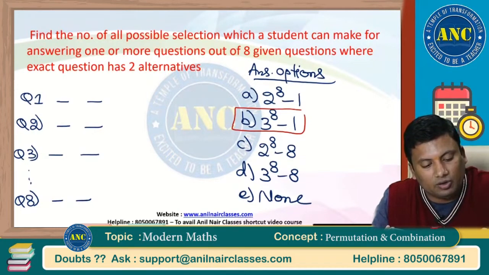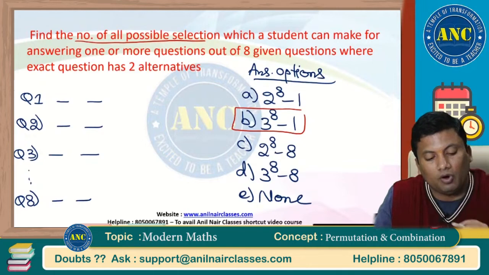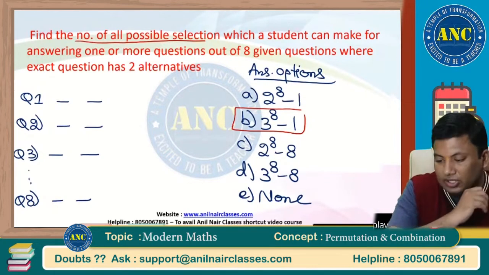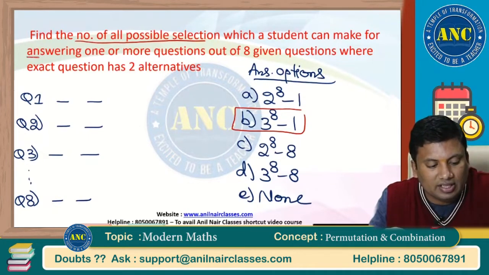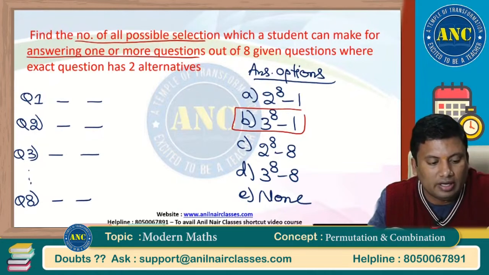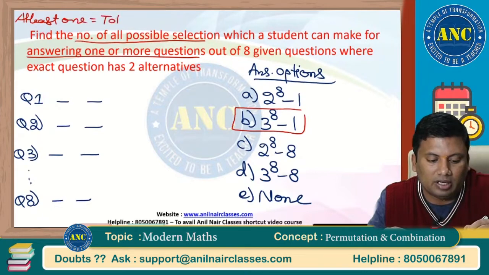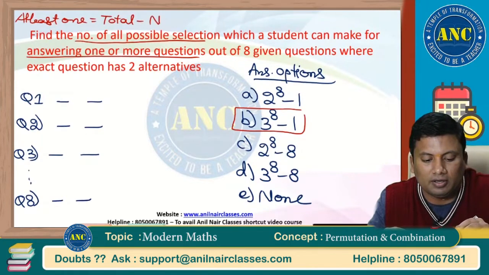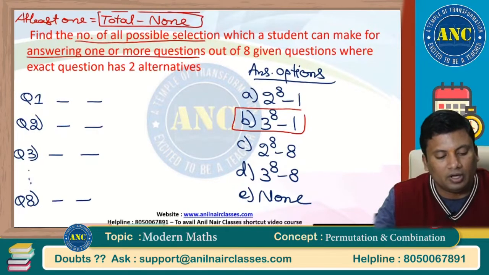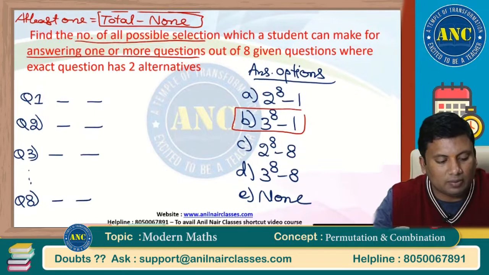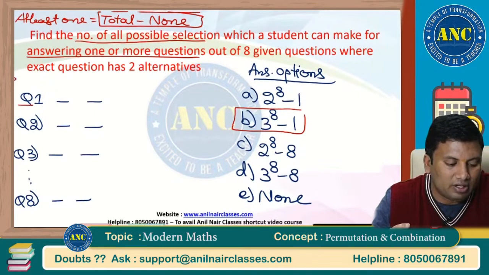First, we will read the question. Find the number of all the possible selections which a student can make for answering one or more questions. One or more is nothing but at least one. Am I right? At least one is nothing but total minus none. Total is, suppose this paper is given to him for 8 questions.